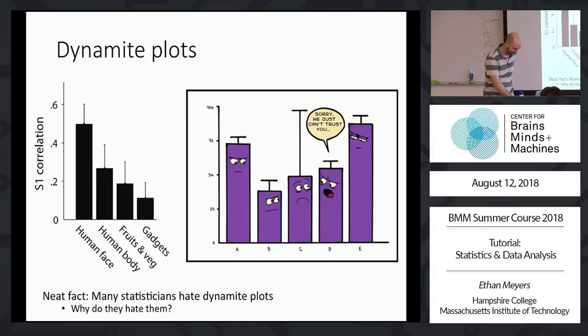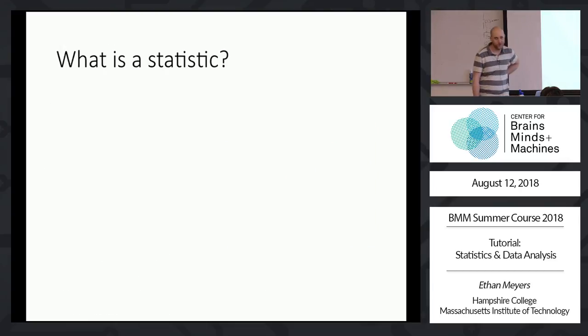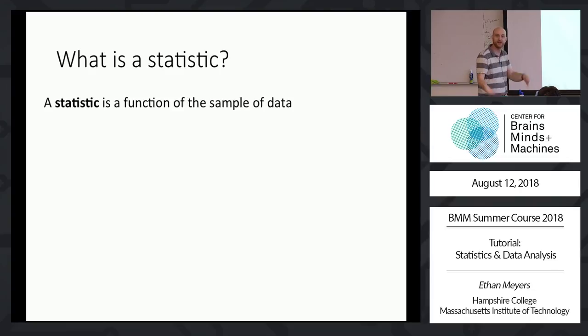Okay, let's go on. So what is a statistic? Can anyone tell me what a statistic is? Exactly, right. So a statistic is any function of a sample of data, right? So you have data, you apply some mathematical function to it, gives you a number, that's a statistic, right? So an example would be the sample mean. I assume everyone knows how to calculate a sample mean, right? Does everyone know the symbol that's typically used for the sample mean?